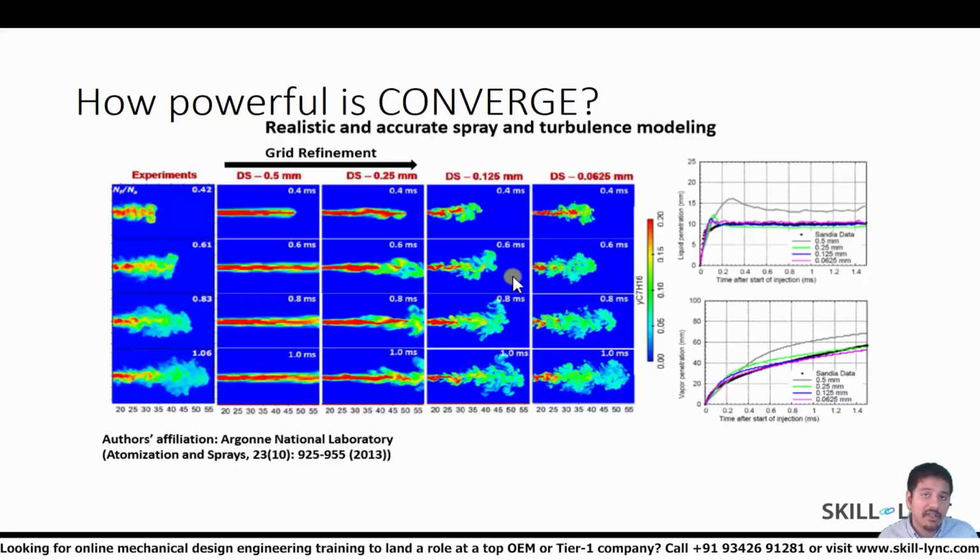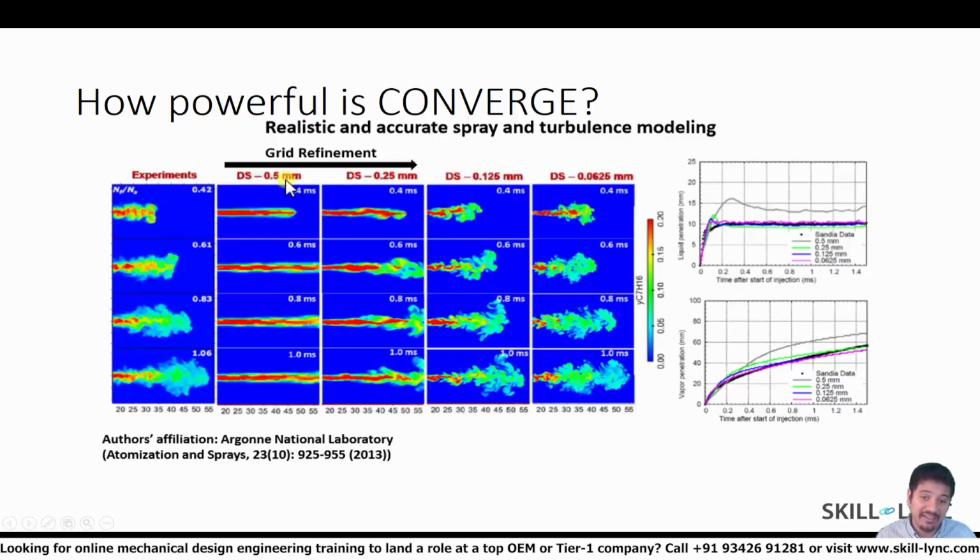Now here what you're actually looking at is called a vaporizing spray problem. So what's happening is, you can see that you have fuel spray coming in, and as the fuel spray comes in, it basically goes into the chamber and it starts to vaporize, and it gets this characteristic shape. On the right hand side, you have simulation data. Don't worry about this term DS-0.5 mm. This is basically a turbulence model that's available in CONVERGE, and 0.5 mm refers to the mesh size.